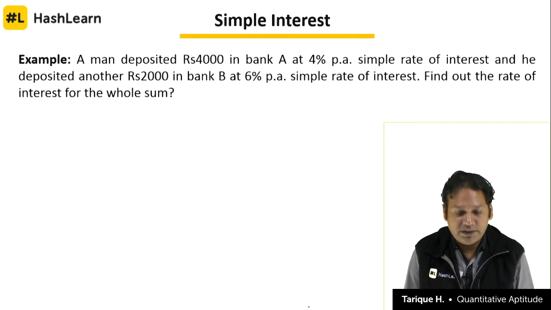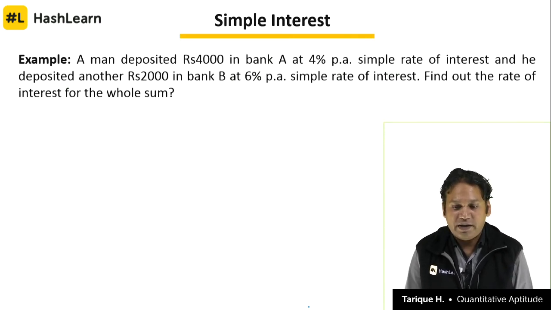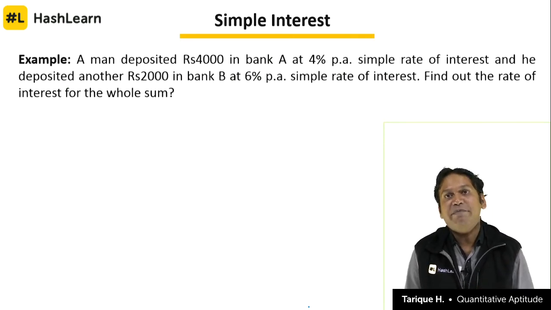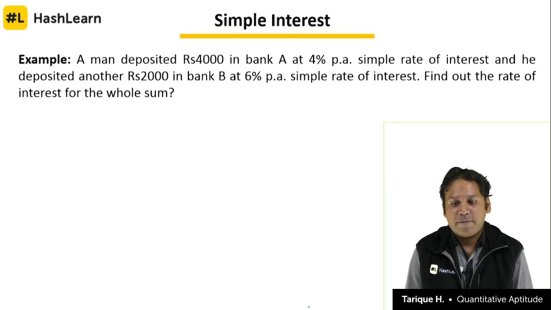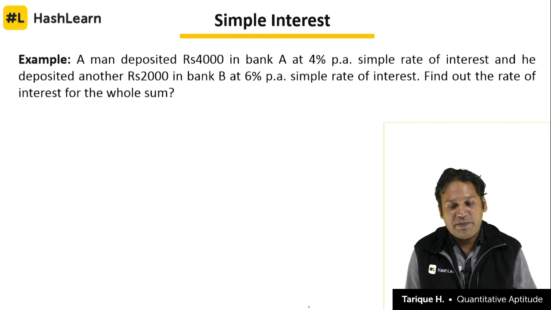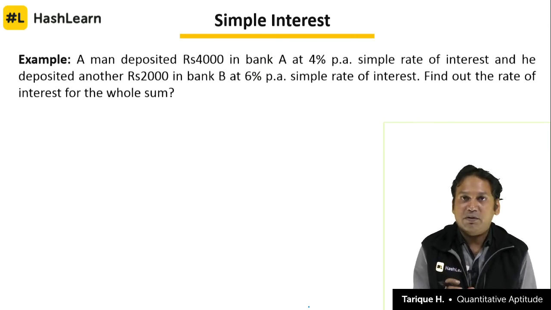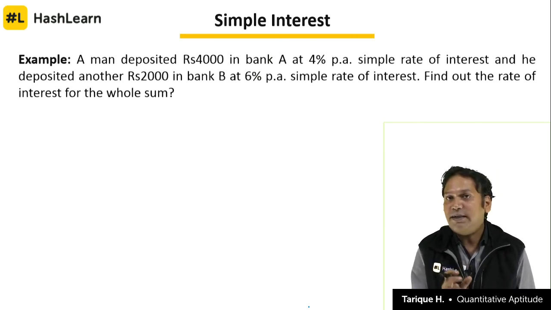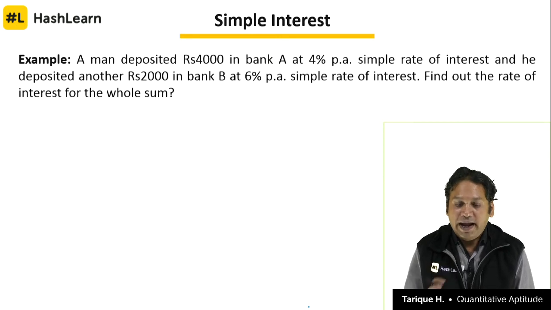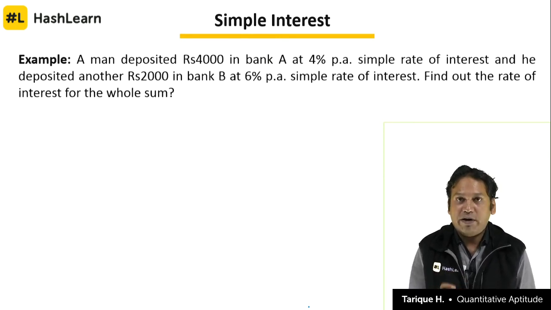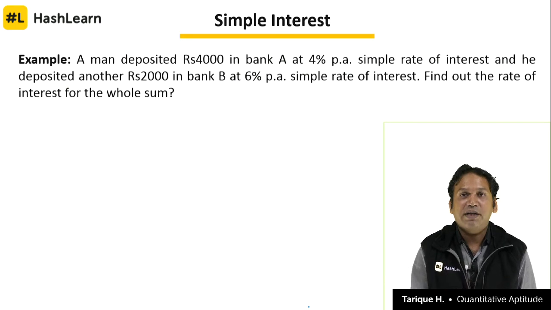A man deposited rupees 4,000 in bank A at 4% per annum simple interest, and he deposited another rupees 2,000 in bank B. So in bank A he is depositing 4,000 at 4%, and in bank B he is depositing 2,000 at 6% per annum simple rate of interest. Find out the rate of interest for the whole sum.